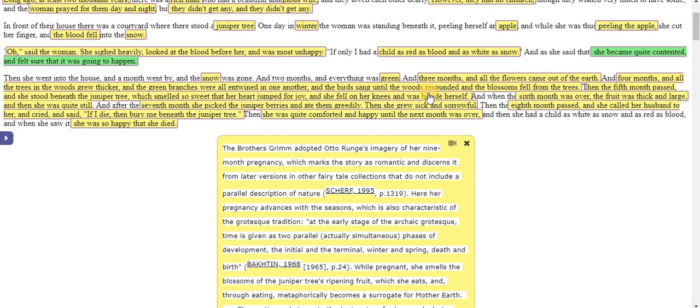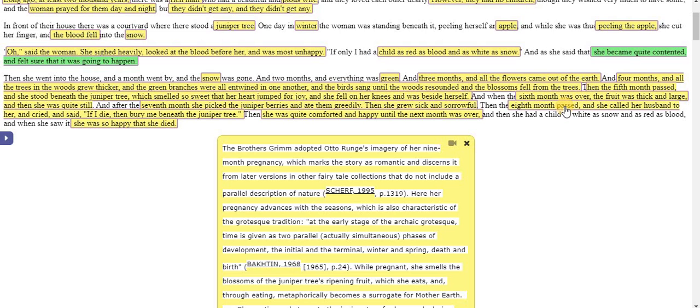There is an absence of the husband. Till now, there was no mention of the husband, and now the husband appears. So in the 8th month, she called her husband to her and she cried and said, "If I die, then bury me beneath the juniper tree." So that is her last dying wish.